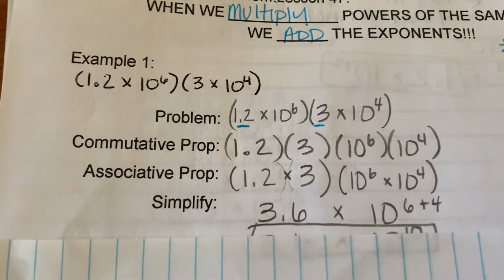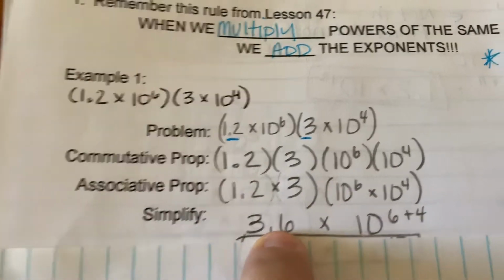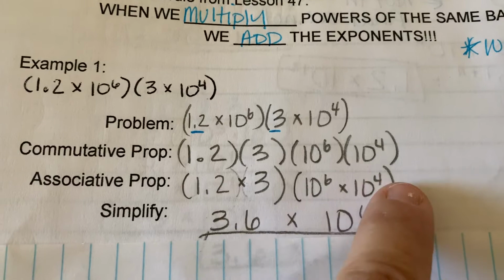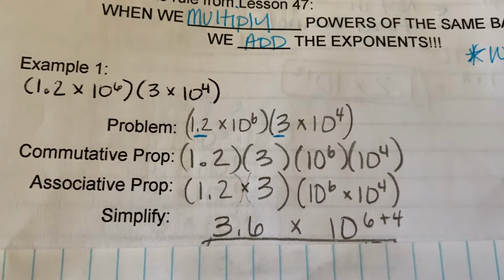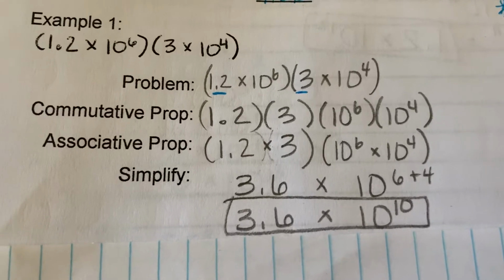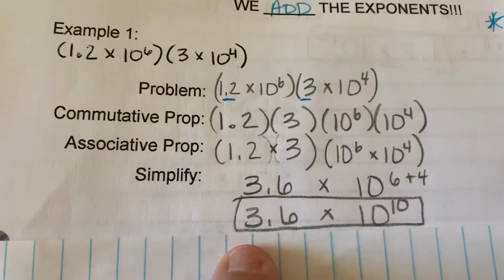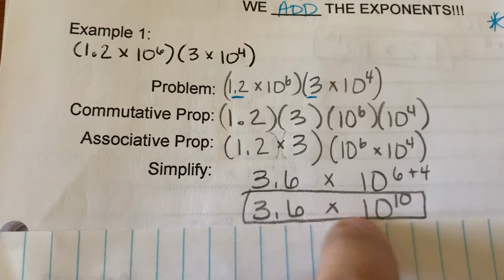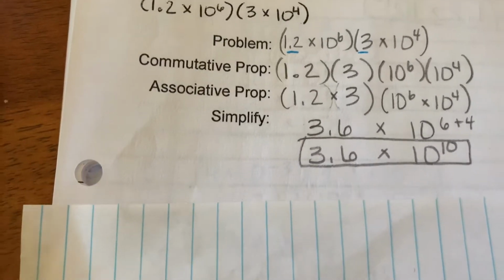And then when we simplify, this is 3.6, and 10 to the 6th times 10 to the 4th is the same thing. We know when we multiply, we add the exponents. So we get 10 to the 6th plus 4, and that simplifies down to 3.6 times 10 to the 10th. And it is proper scientific notation because it goes number, decimal, and then any other numbers times 10 to the whatever power.